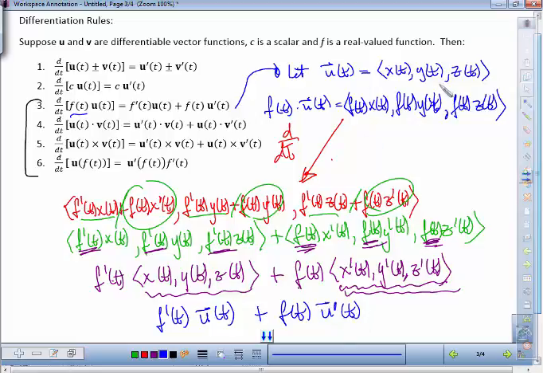If you were to take the derivative of u, then you would just piecewise differentiate that. And then that is the exact right-hand side of that property that we're looking for. Okay?